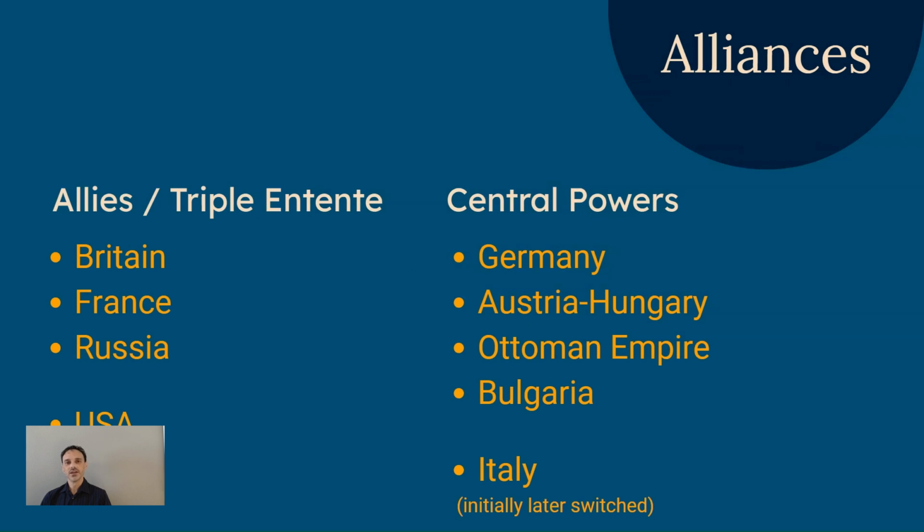So, with the Triple Entente or the Allied powers, there's Great Britain, France, and Russia. We also have on the other side the Central Powers: Germany, Austria-Hungary, the Ottoman Empire, and Bulgaria. Italy starts out on the Central Powers. It won't really fight for them. In fact, it'll switch just a year into the war to the other side.